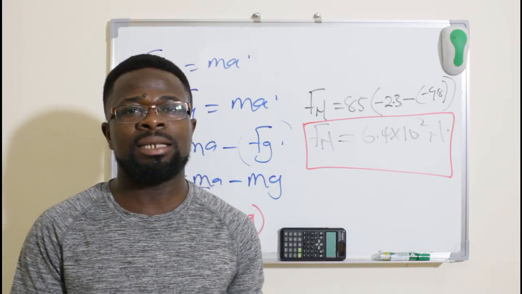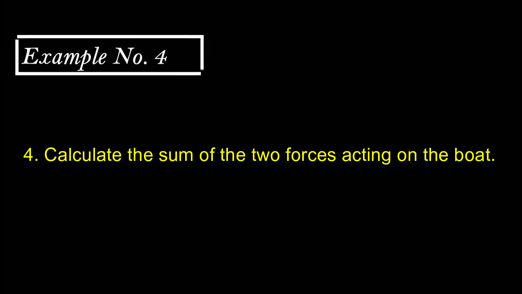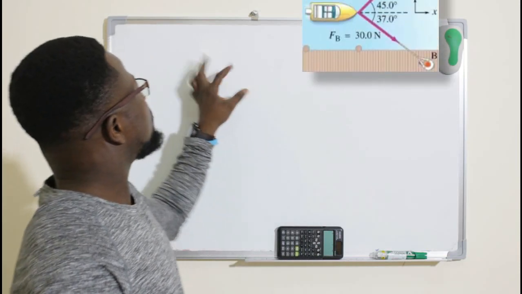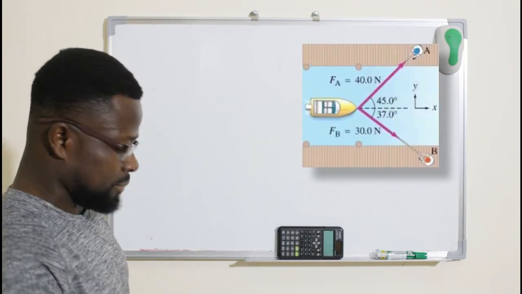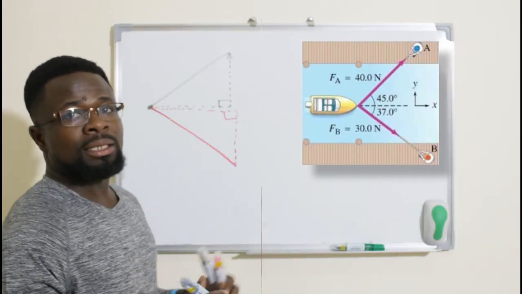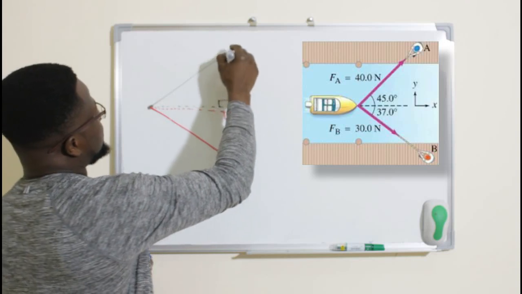Okay, let's look at example number 4. We are to calculate the sum of the two forces acting on a boat. Alright, let's look at the boat. We can see that there are two forces acting on this boat. So, let's look at it that this is the ship, there is a force that is in this direction.